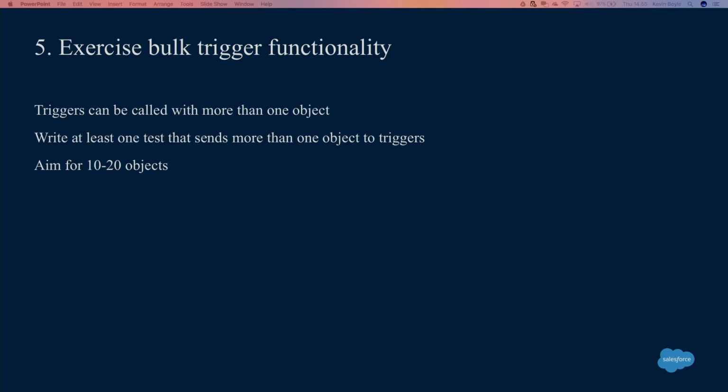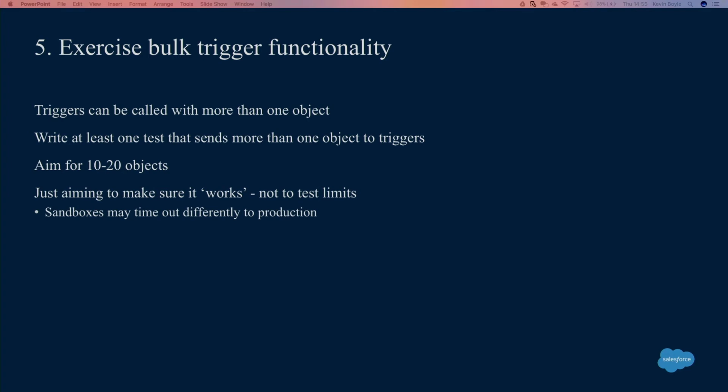So you want to call your triggers and things with more than one object, to verify that when you're called like that, your code does what it's supposed to do and can handle it. A rule of thumb we use in the team is to have 10 to 20 objects. But again, it's not about performance testing. It's all about correctness testing.